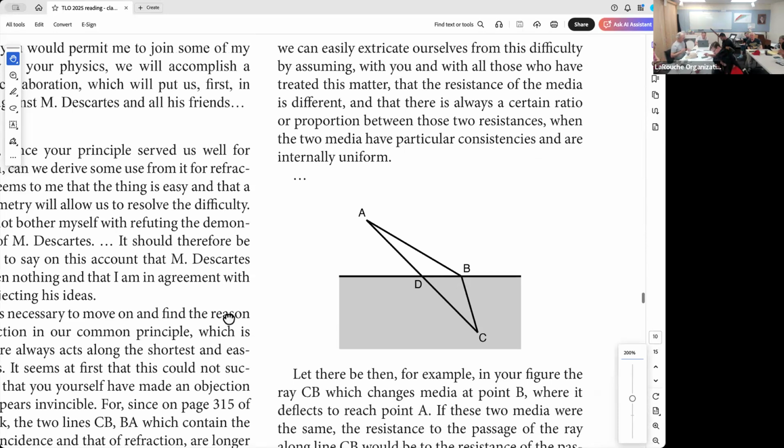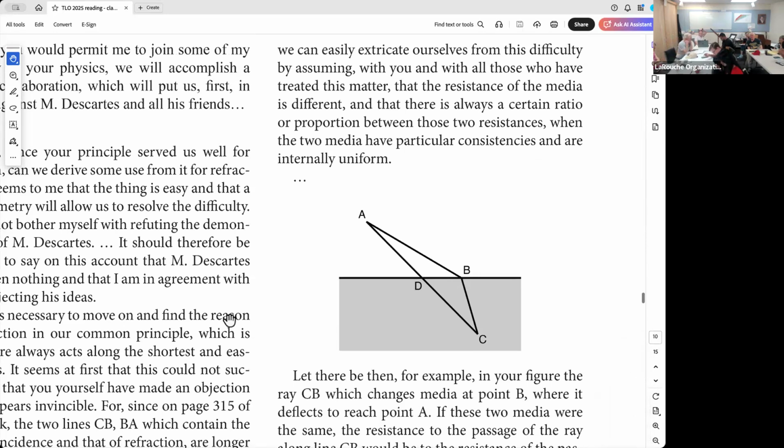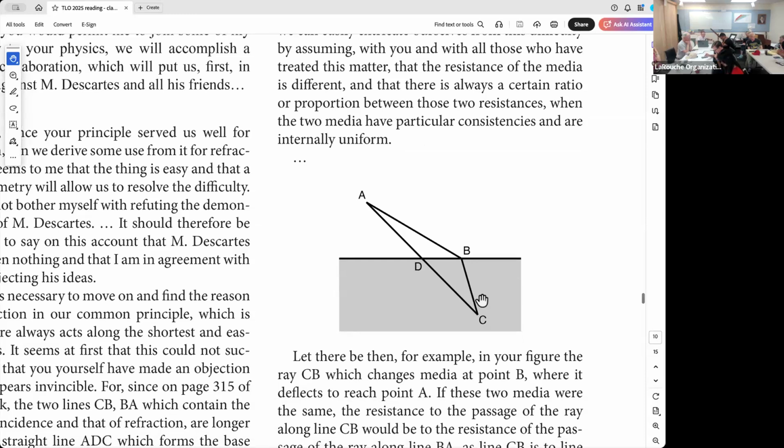But we can easily extricate ourselves from this difficulty by assuming with you and with all those who have treated this matter that the resistance of the media is different, and that there's always a certain ratio or proportion between those two resistances when the two media have particular consistencies and are internally uniform. You state what he's on this diagram here. This is from de la Chambre's book, a part that we didn't read.